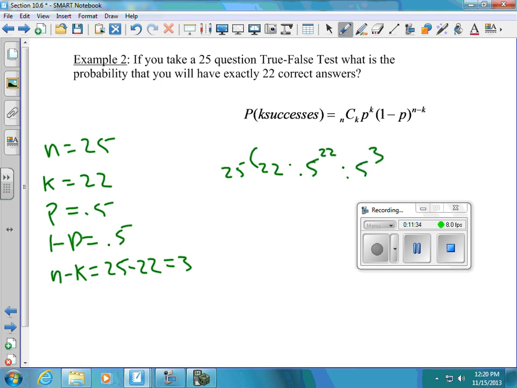Put that in your calculator, and you're going to get a really small number. You're going to get 6.85, and it's going to say E negative 5. What that really means is take 6.85 and move the decimal point 1, 2, 3, 4, 5. So you do not have a very good chance of just guessing and getting 22 out of 25 correct on a 25 question true-false test. So make sure you study next time you have a true-false test.